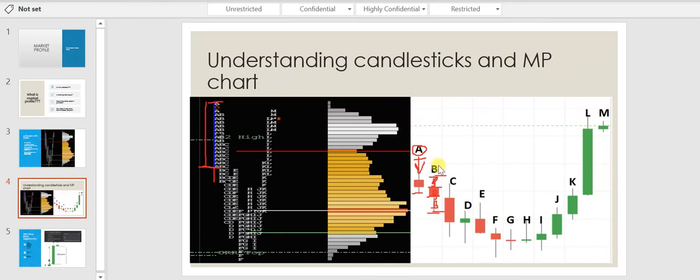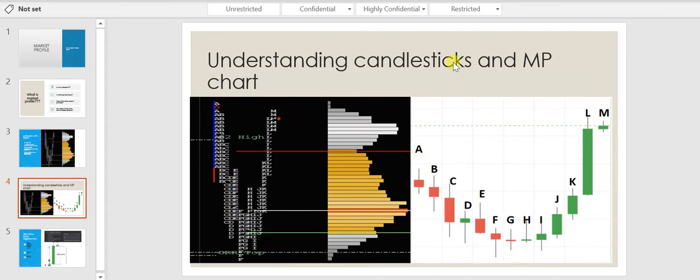That is one of the differences between candlesticks and market profile. This is your C print. All of them are 30-minute candles in candlesticks. This is your D print, then E, F, G, H, I. This is the same day's candlestick pattern and the same day's market profile. So you should be able to understand from this that each print in market profile is nothing but a 30-minute candle in candlesticks.